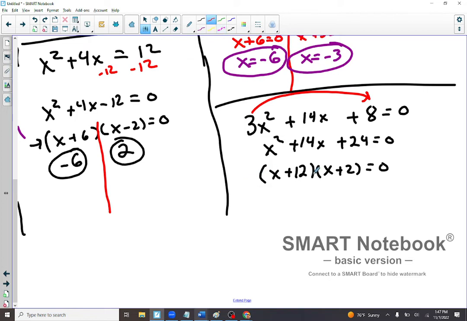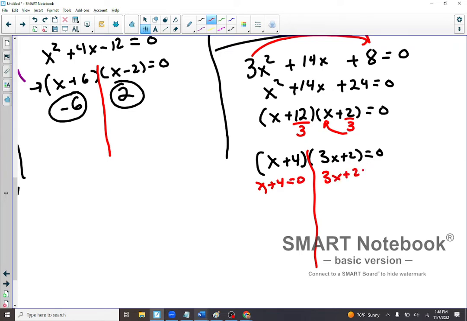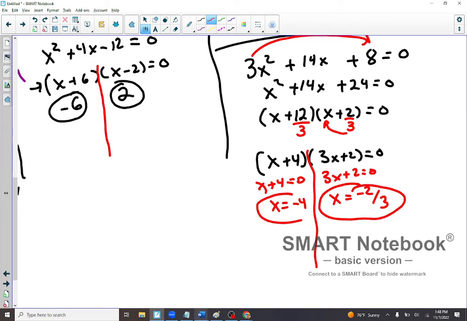Okay. Then we have to divide each one by 3. Because I dragged the 3 over here, I have to pay it back. This 3 is going to go to the front while this gets simplified. So this is x plus 4 and 3x plus 2 equals 0. Now you split and solve. X plus 4 equals 0 and 3x plus 2 equals 0. X equals -4, and then -2 over 3. Good. Your two answers should be x equals -4 and x equals -2 over 3.